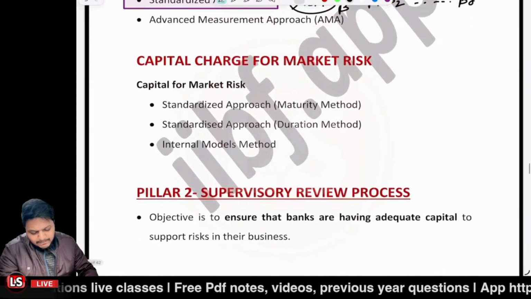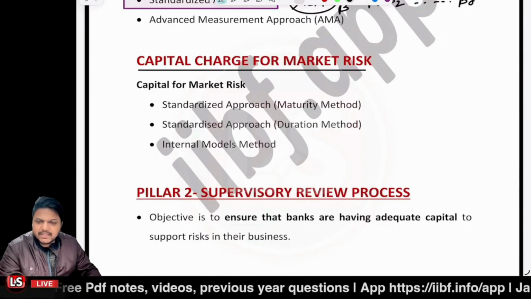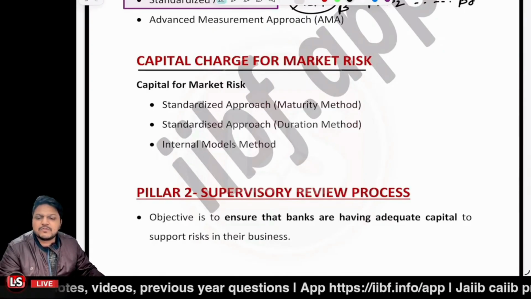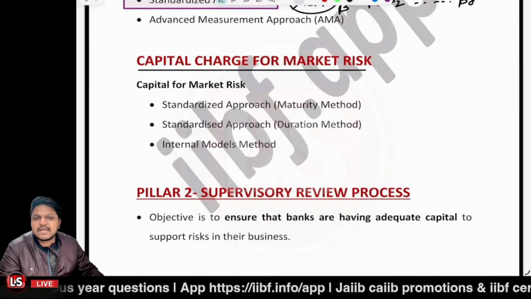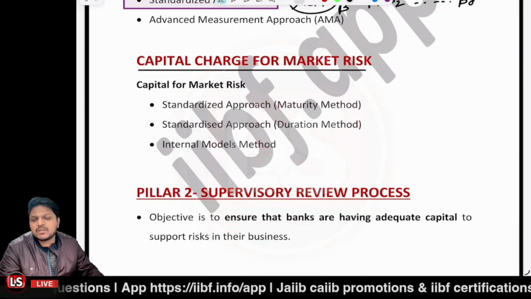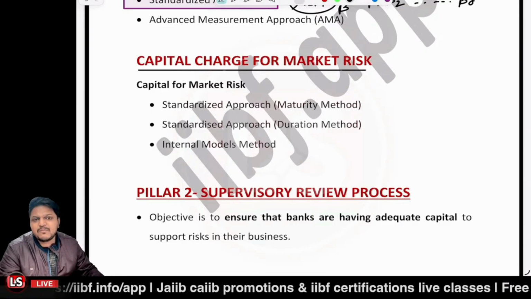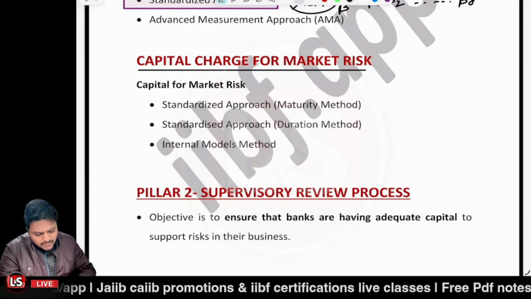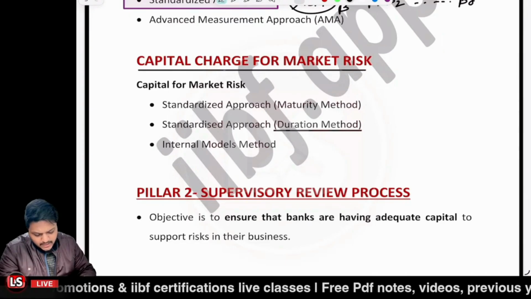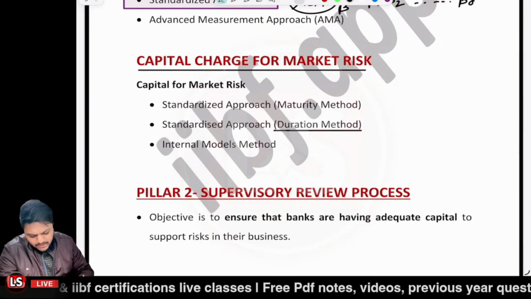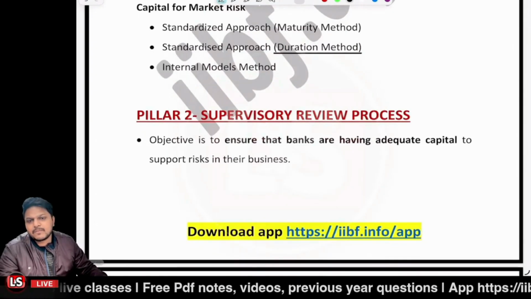Further, it's related to the capital charge for the market risk. If we are to calculate the capital charge for the market risk, it is by the standardized approach, maturity method, or the duration method, or the internal model method. From the exam point of view, the duration method will be covered in the next unit, not this unit, and that is important only, right? That is important.